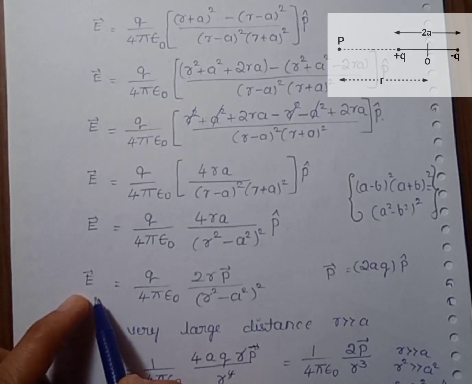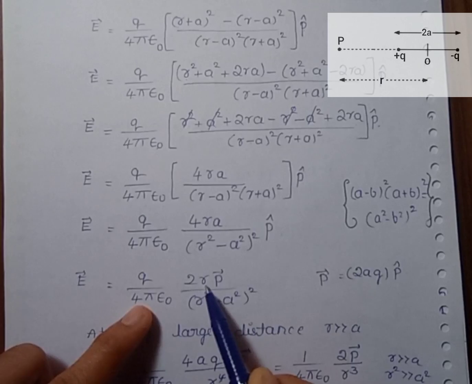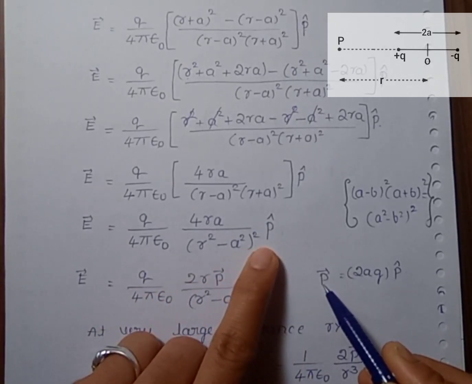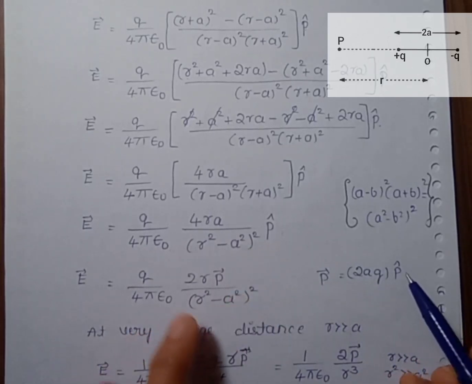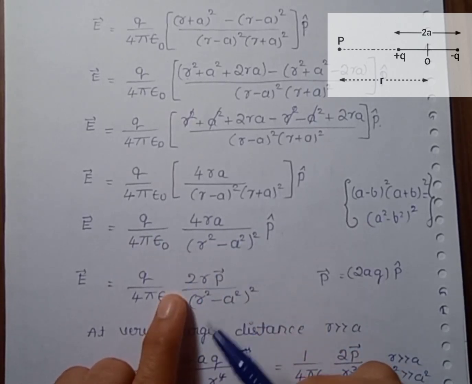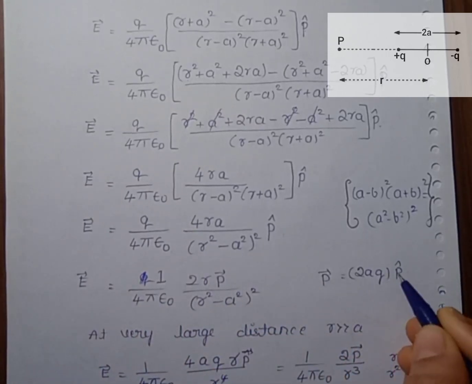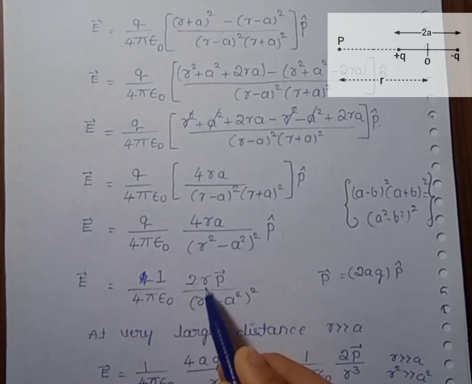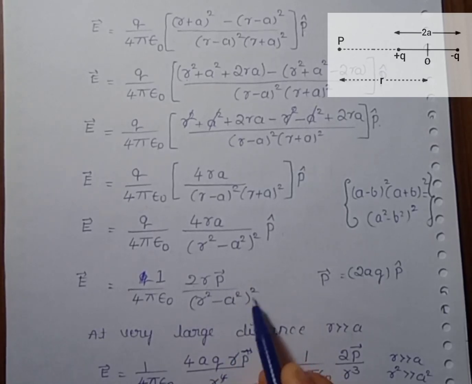Now total electric field E can be written as Q divided by 4 pi epsilon naught 2R P, because vector P, that is the electric dipole moment, can be written as 2aq into P cap. So 4RA Q means 2aq we will get here. P is equal to 2aq into P cap. So E is equal to 1 divided by 4 pi epsilon naught 2R vector P divided by R square minus A square whole square.